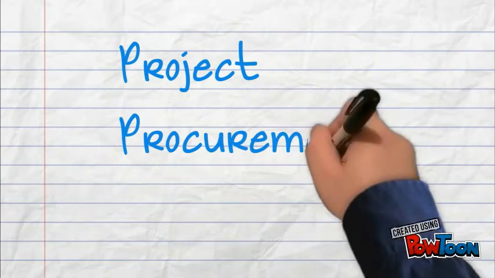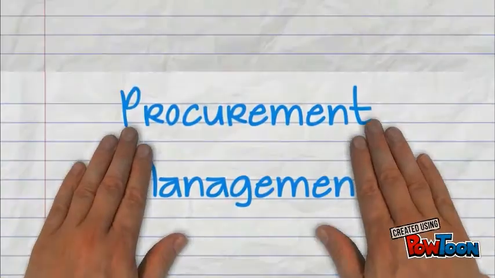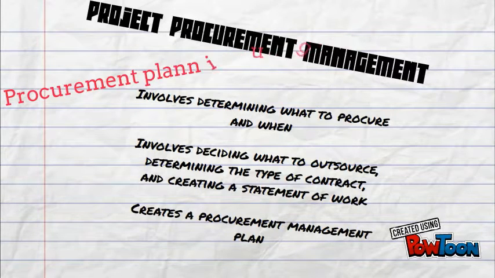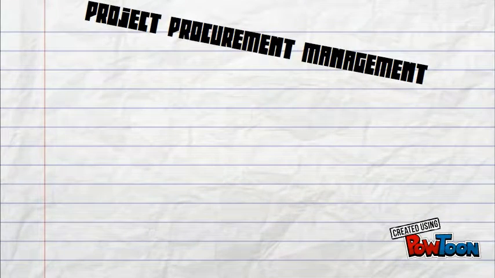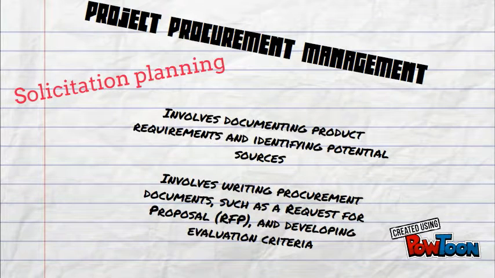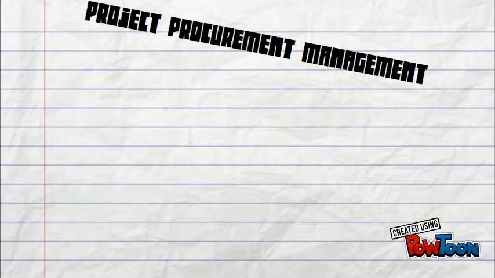Project Procurement Management. Procurement planning involves determining what to procure and when. It also creates a procurement management plan. Solicitation planning involves documenting product requirements and identifying potential sources. It involves writing procurement documents such as a request for proposal, or RFP, and developing evaluation criteria.